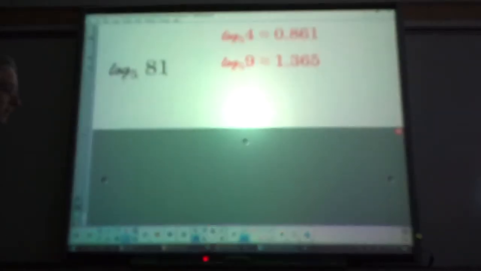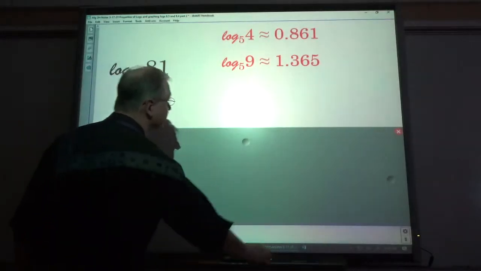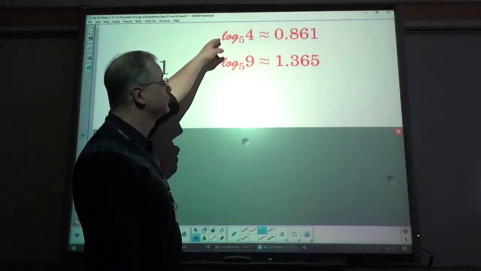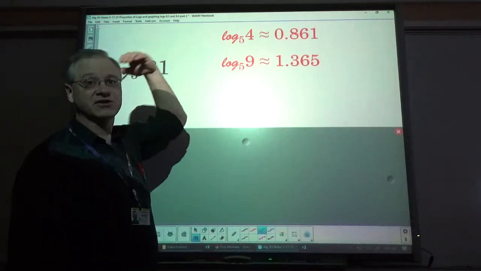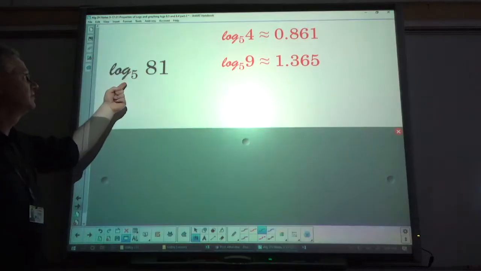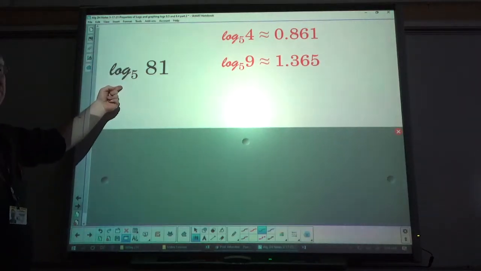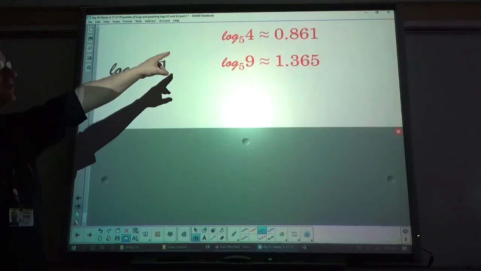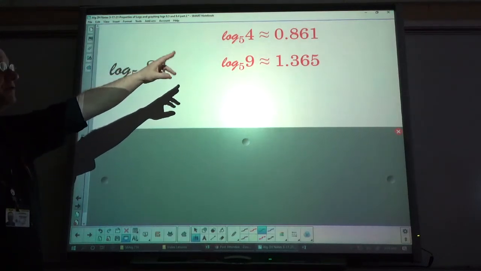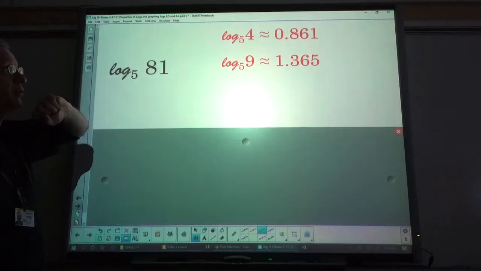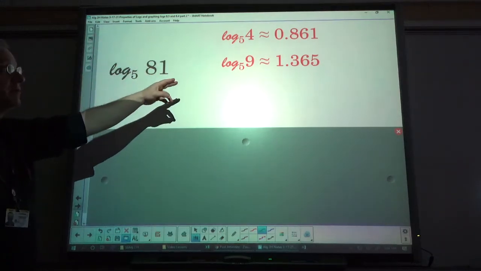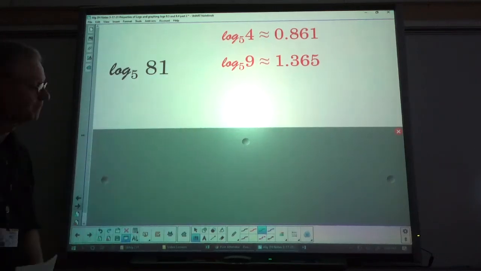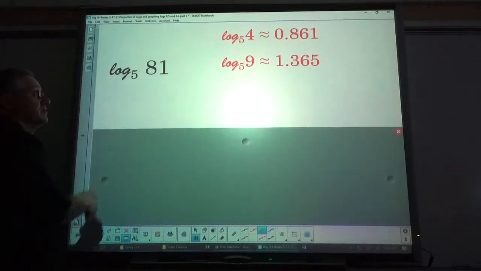All right, now there are a few problems in the homework where they give you this information and they ask you to use that to approximate the value of this. So they're saying we know the value of log base 5 of 4 is approximately 0.861, and log base 5 of 9 is approximately 1.365. Use that information to do this one.